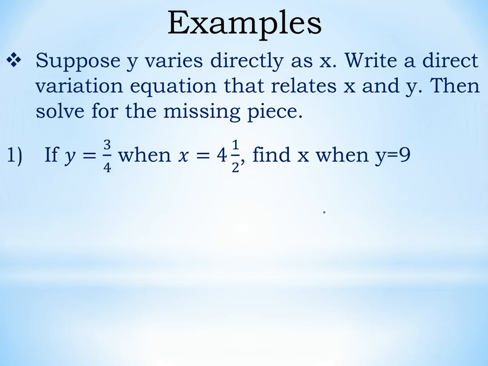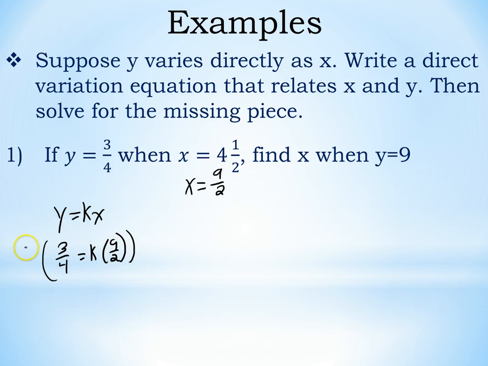One more together, then I'll have you do one on your own. So y equals 3/4 when x is 4.5. Find x when y equals 9. For this particular problem, we're going to rewrite our mixed number as an improper fraction. It's a little bit easier to work with in that case. So we have our y equals kx original equation. So 3/4 equals k times 9/2. To solve this, we have to get rid of our 9/2, meaning we should multiply by the reciprocal, 2/9. When I do that, you'll find k to be 1/6, which tells us our original direct variation equation, y equals 1/6 of x.